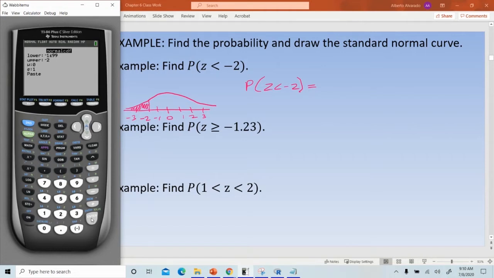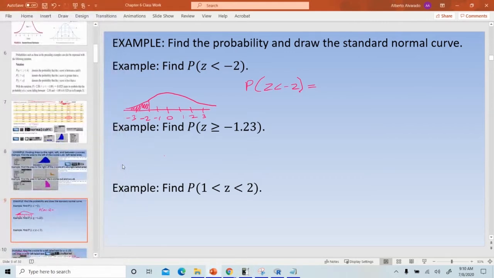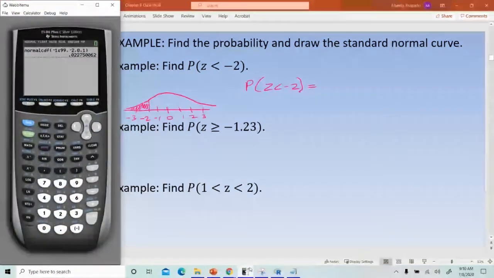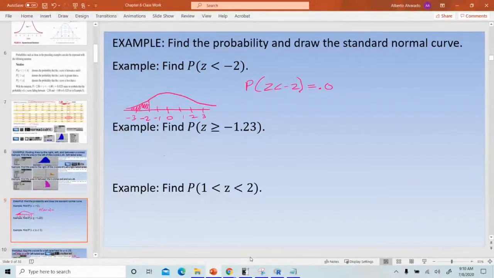Okay, and we get an answer here. It's 0.0227. So 0.0228 actually, if I round. So that's the probability that a z-score is less than or equal to -2 on a normally distributed curve, a standard normal curve. The second question here, we're interested in that it's greater than.